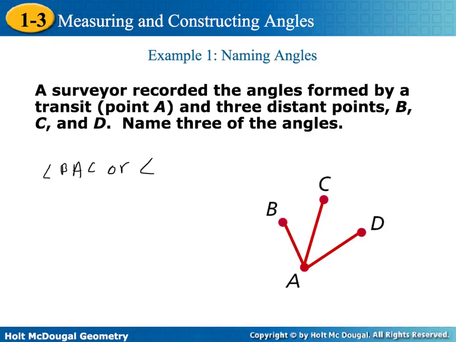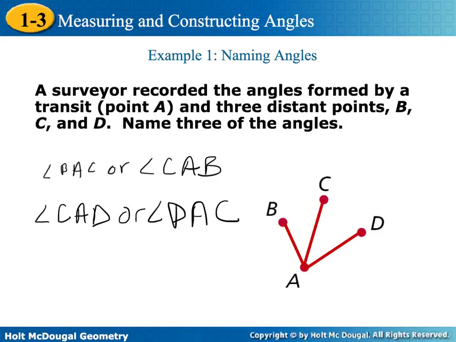or angle CAB. Notice BAC goes B, connect the dots, BAC. Angle CAB is CAB. Same angle, no matter whether you go left to right or right to left. Okay, so now let's do the other angle, this other small angle. Again, I can do angle CAD or angle DAC. Same thing as the other one. I can name it left to right or right to left.